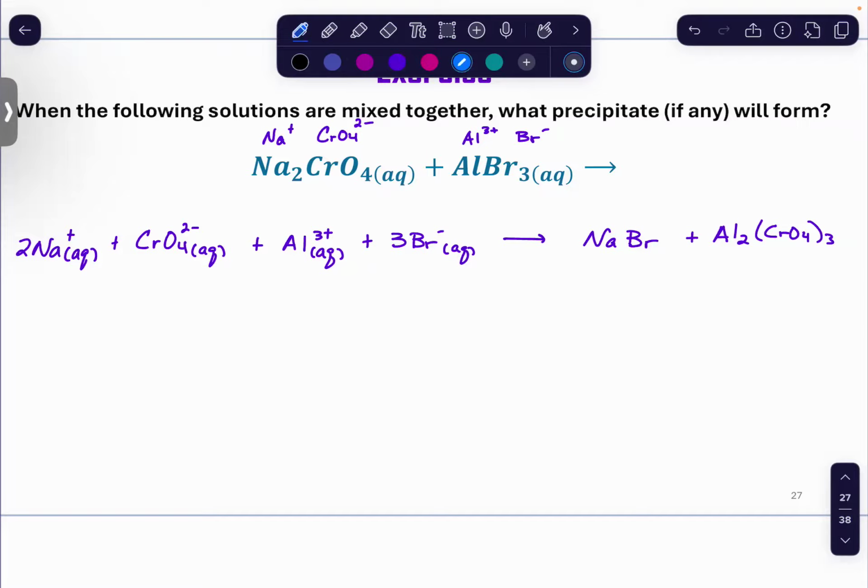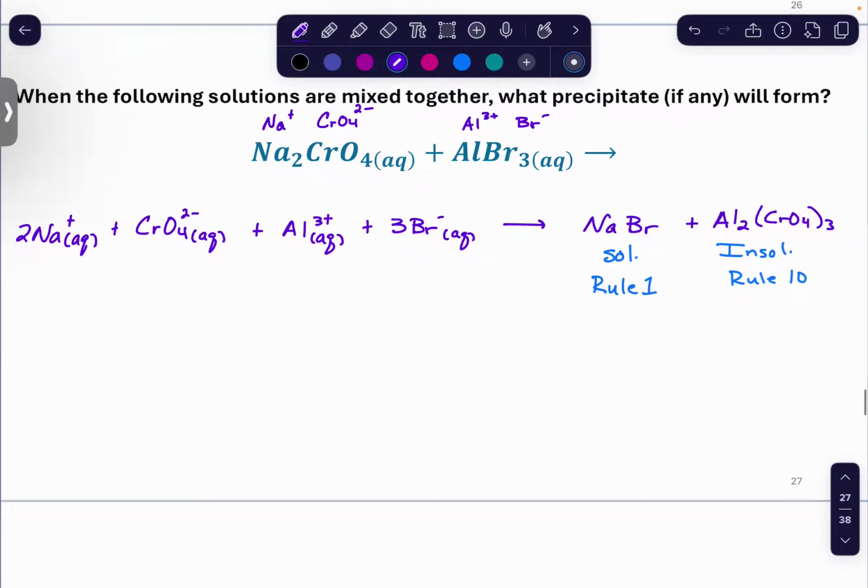Okay, now sodium bromide is soluble by solubility rule number 1. Aluminum chromate is insoluble by solubility rule number 10. So we're going to get a precipitation reaction.